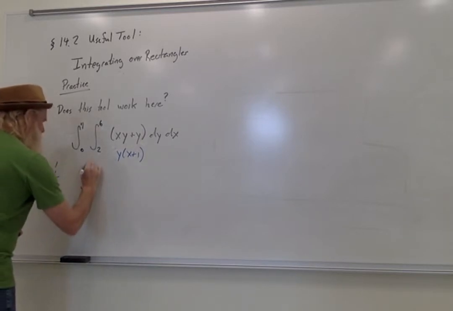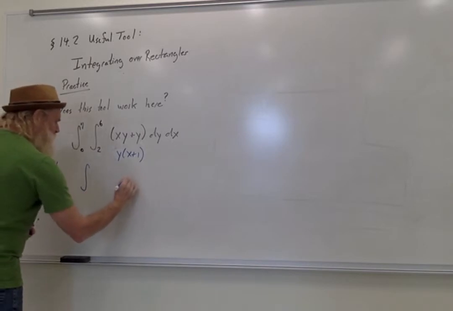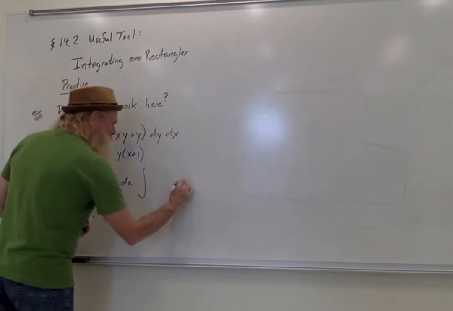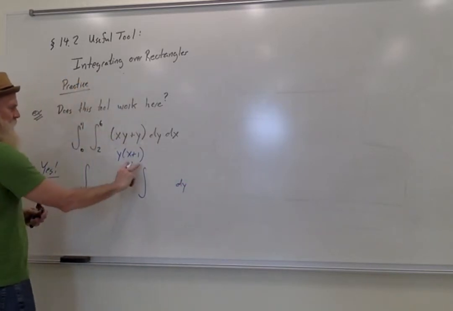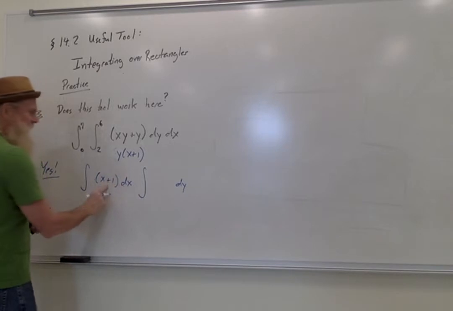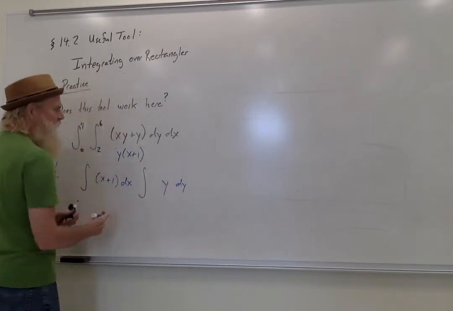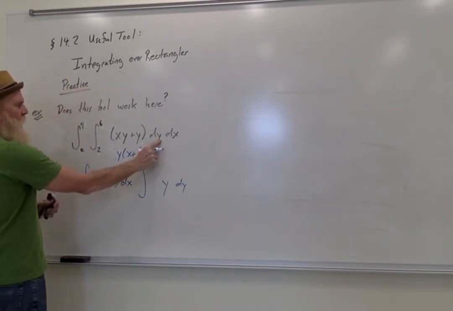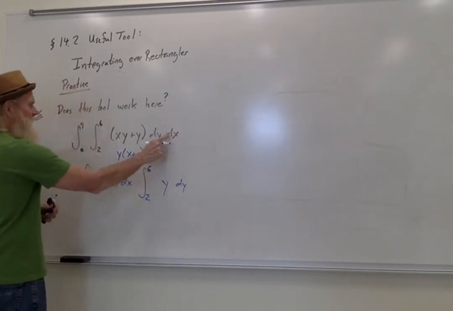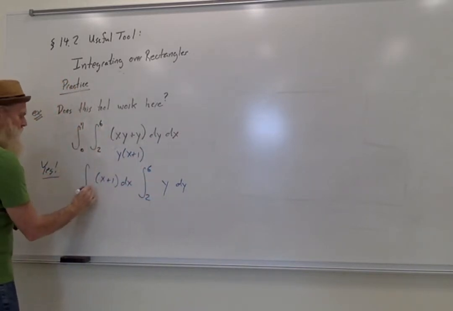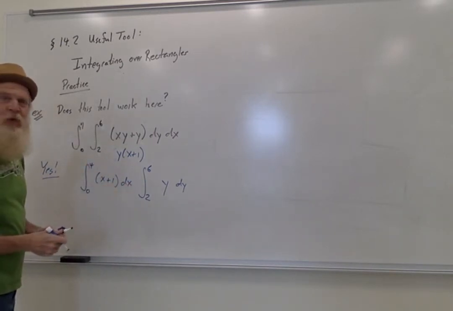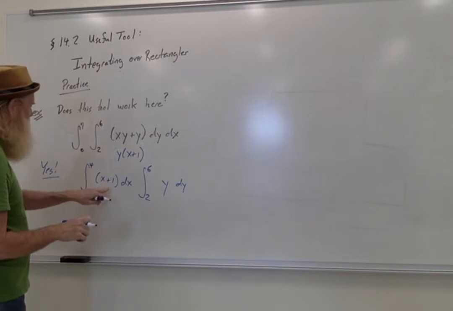I can break this down as the integral of a function with respect to x multiplied by an integral with respect to y. I'll factor out the x plus 1 into the x integral and the y into the y integral. Notice that y goes from 2 to 6 and x goes from 0 to 4. So let's carry out the two integrals separately and then multiply their answers.